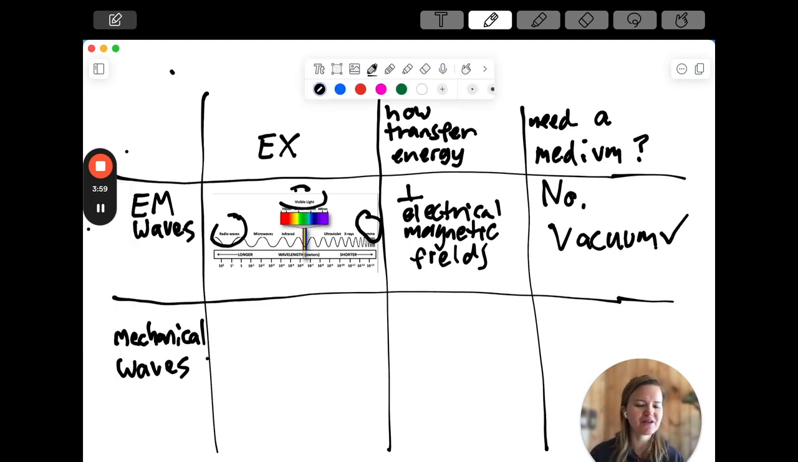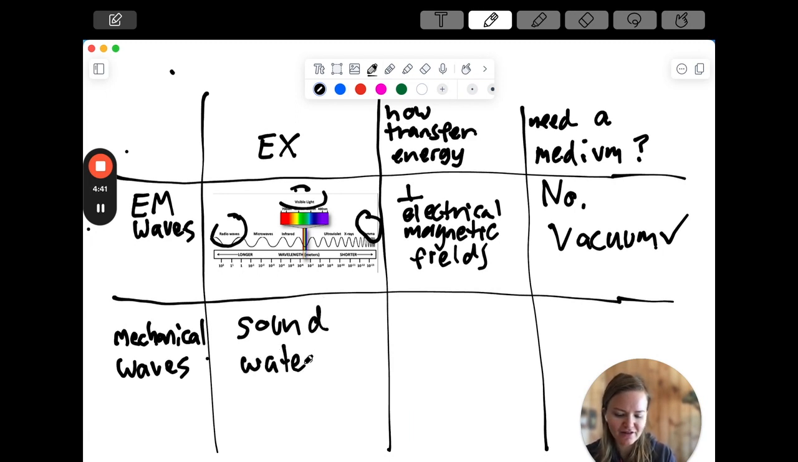Now, what about mechanical waves? Mechanical waves are going to be things like sound waves. They're also going to be things like water waves, seismic waves, etc. So how do mechanical waves transfer energy? Well, they actually are going to move particles. Remember, mechanical means associated with motion. So mechanical waves are going to vibrate particles.